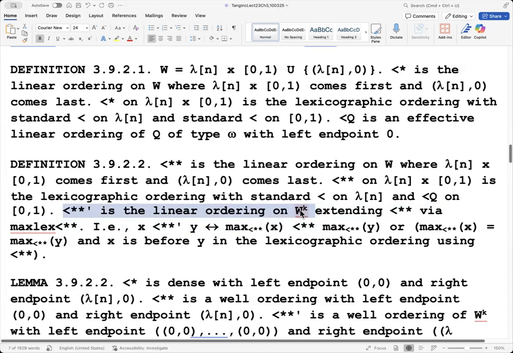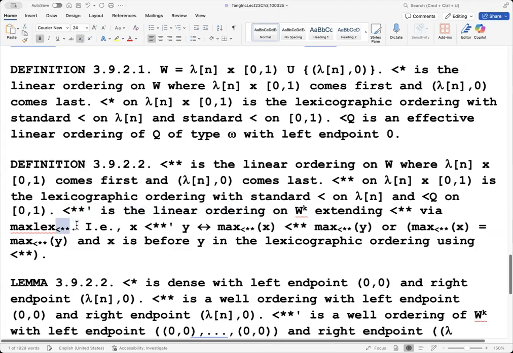I extended to k-tuples via what's called maxlex, as you know, as like here. You first look at the biggest one, and then if that's smaller, you're done. And then if they're the same, then you order lexicographically.